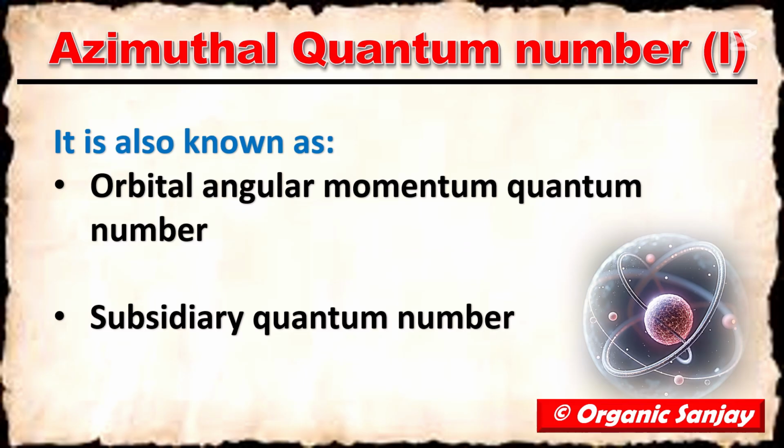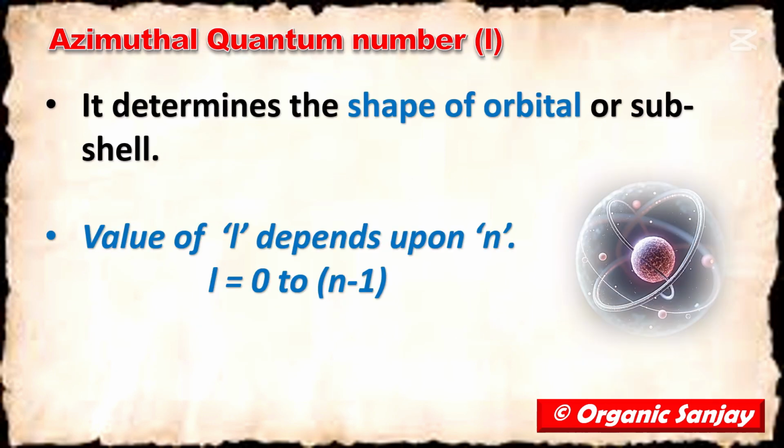It is also known as the orbital angular momentum quantum number or subsidiary quantum number. The azimuthal quantum number determines the shape of the orbital or subshell. In simple words, it gives us an idea about which subshell the electron is revolving in. What is the distribution of electrons around the nucleus? What is the shape of the electron cloud around the nucleus? That information is given by the azimuthal quantum number.